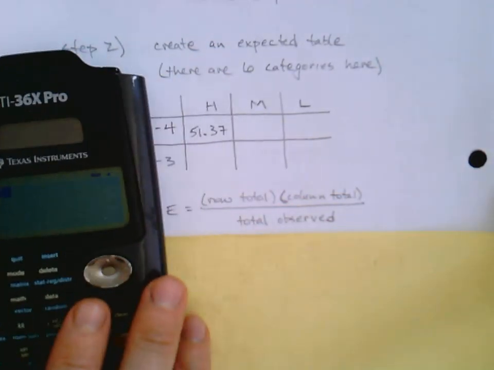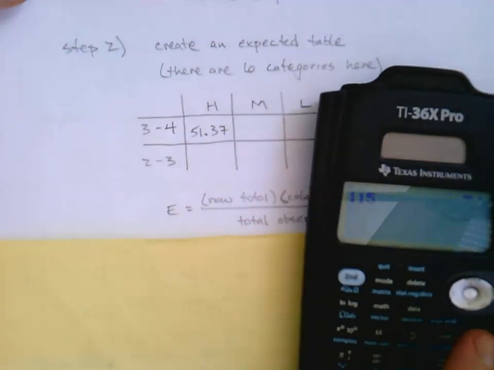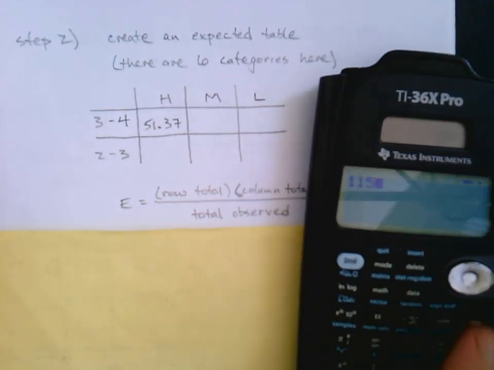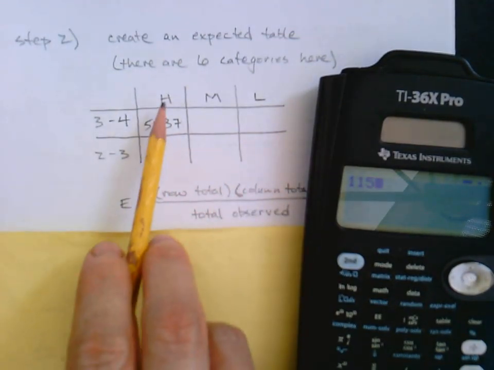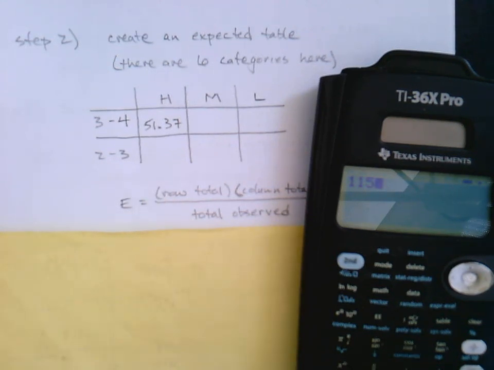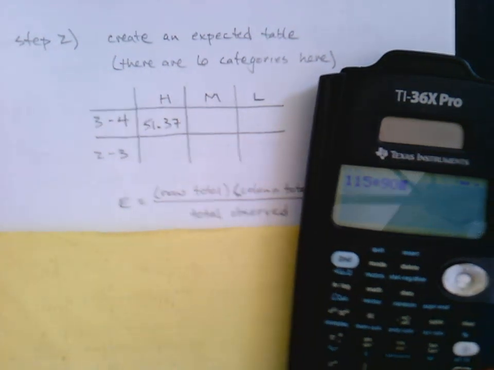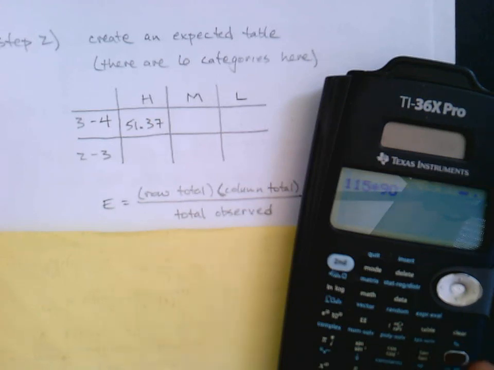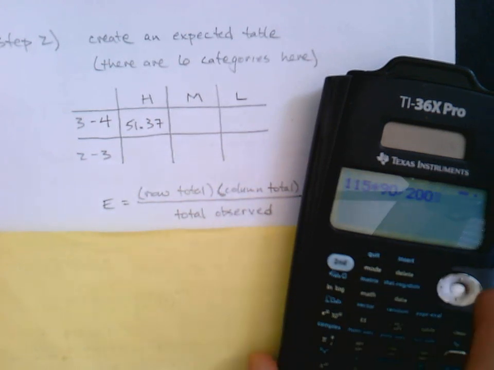Okay. Then I'm going to look at the column total. So go down, high anxiety, what is it there? It's 90, right? So I'm going to multiply. Then I'm going to divide all that by the total observed. That's the total of totals, which is 200.